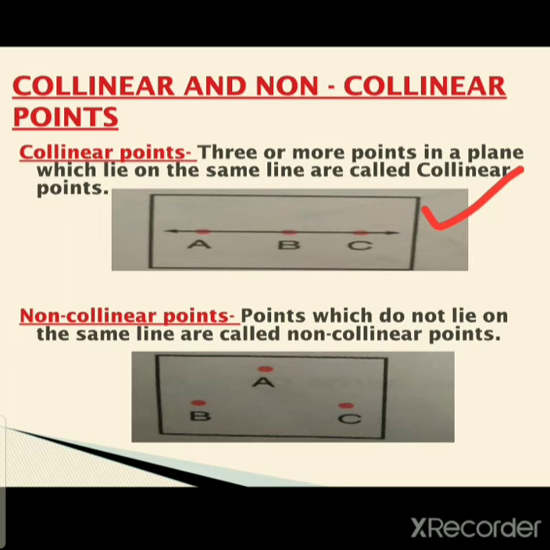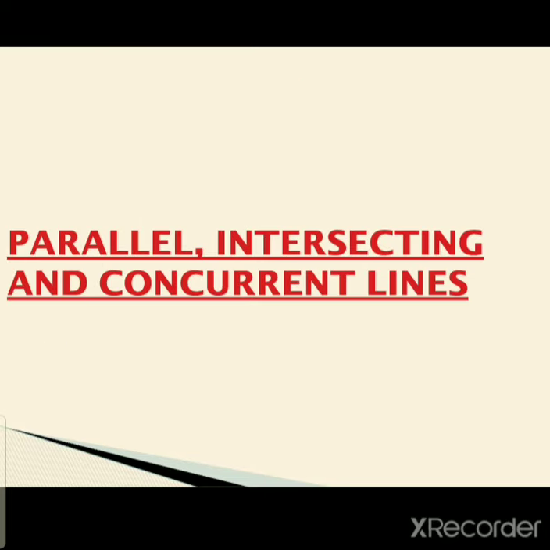Non-collinear points. Points which do not lie on the same line are called non-collinear points. If I join these 3 points, they do not lie on the same line. So these are non-collinear points. Understood this? Collinear and non-collinear points? Points which lie on the same line are called collinear, and points which do not lie on the same line are called non-collinear points.